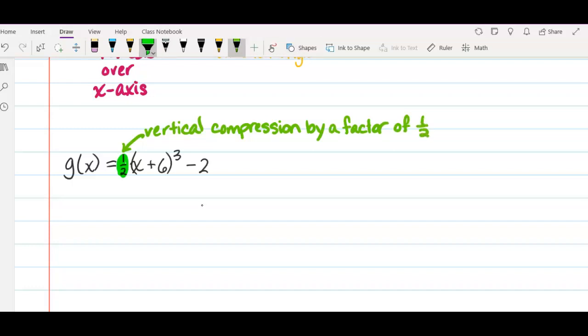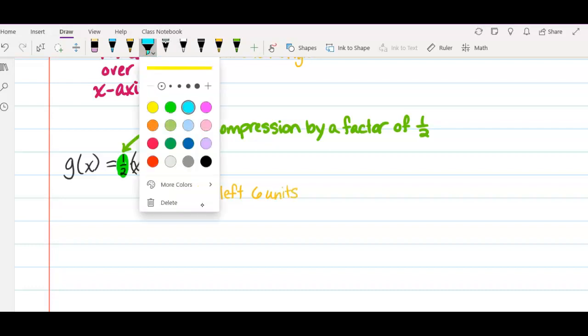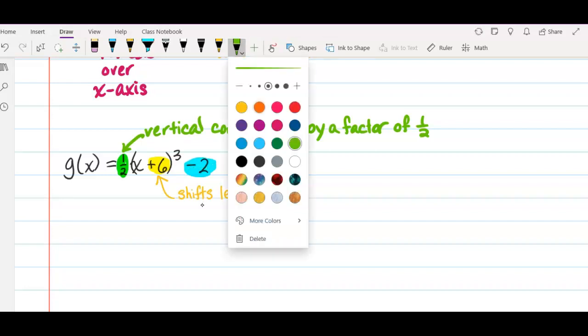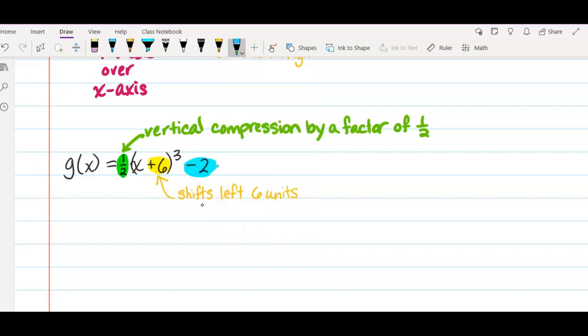And then we'll look inside here, adding 6. This means we've shifted left 6 units. And finally, this is shifted down 2 units.